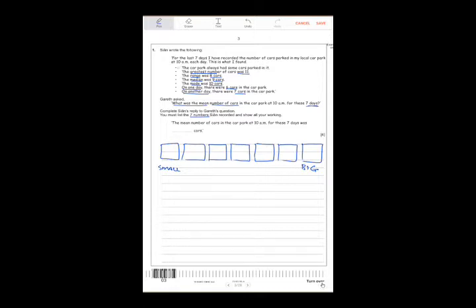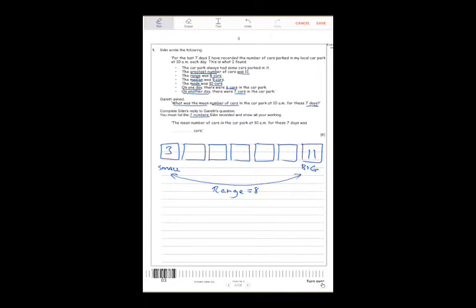So the car park always had some cars parked in it. Can't do anything there, it just means more than 0. The greatest number of cars was 11. So I can definitely put that in there. That's the biggest number. The range was 8. Well, the range is the difference between the smallest and the biggest. So this range, which is a measure of spread, is equal to 8. And to work that out, you do the biggest, take away the smallest, the difference. So that has to be 3, because 11 take away 3 is 8.